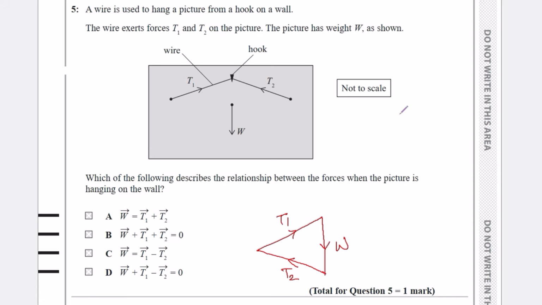And you know the symbol for vector. This is the symbol for vector, right? So the vector sum of all of these forces should be zero. So the answer should be the addition of all three forces is zero. Answer should be E, because when you add up all these forces, the vector sum of all of this is zero.